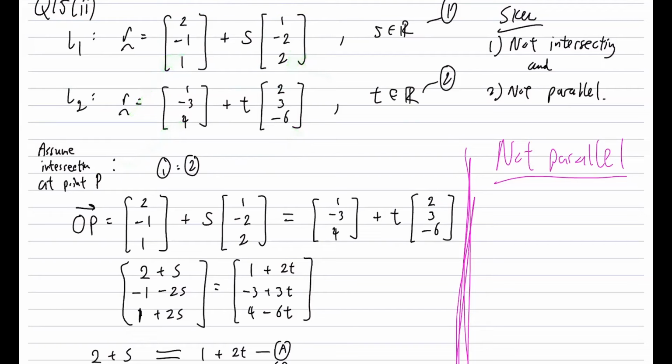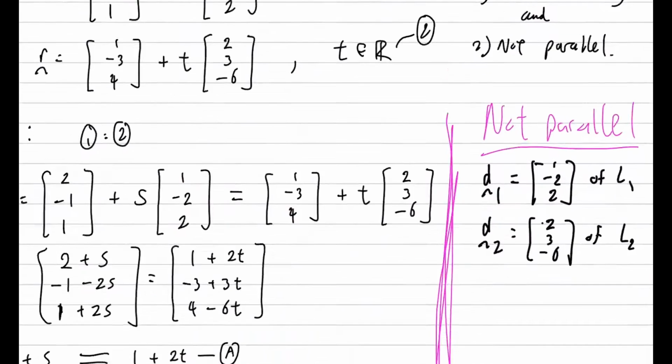direction vector. So we look at, let's just call D1 to be (1, -2, 2). Sorry, let me change the color. One black. Okay, and then we call D2 to be the other direction vector, of L2. And this one is (2, 3, -6). I think you can see that they're not parallel.